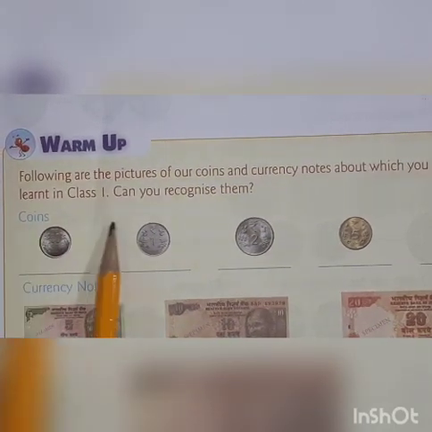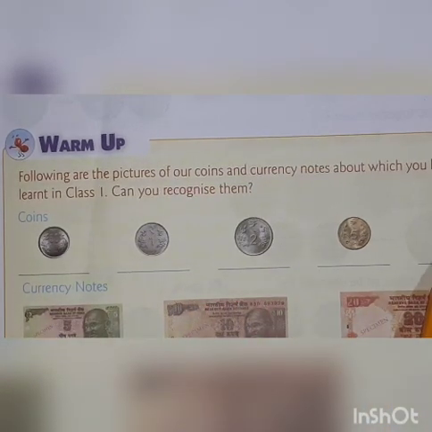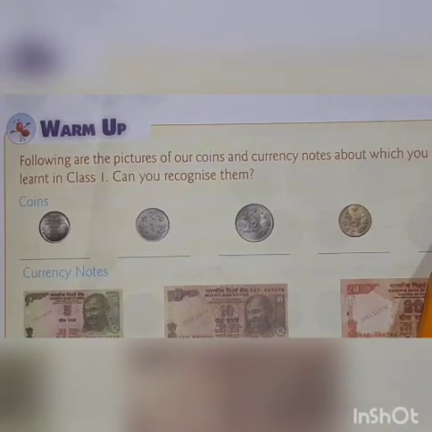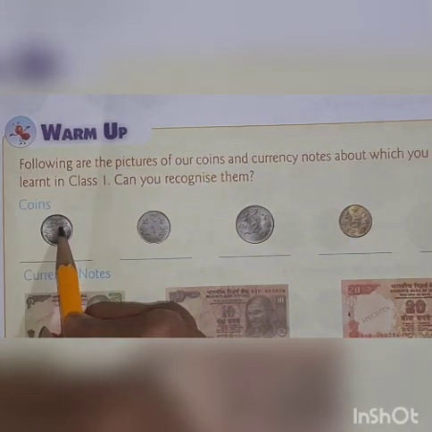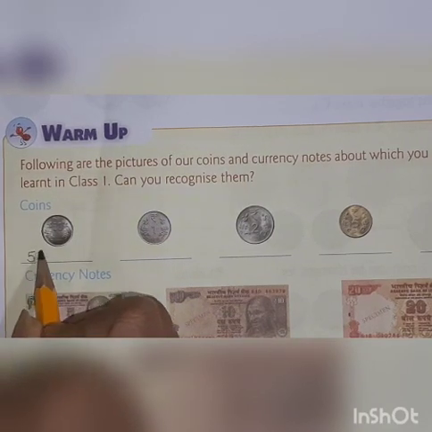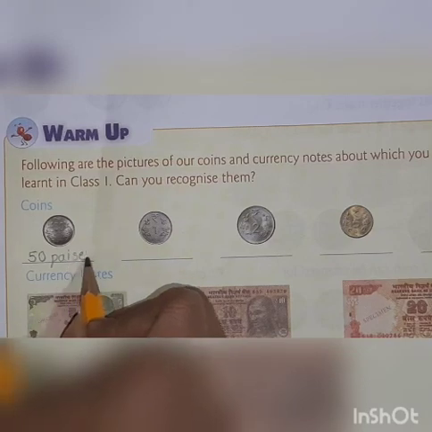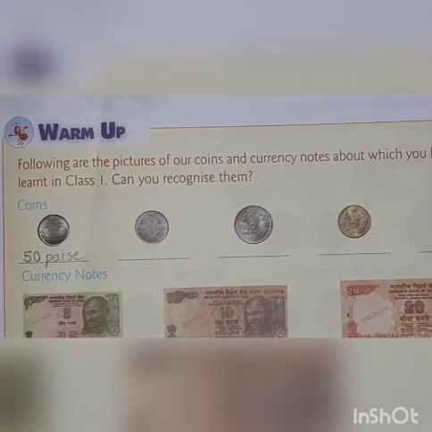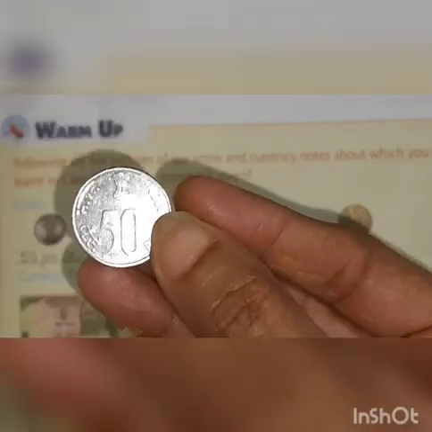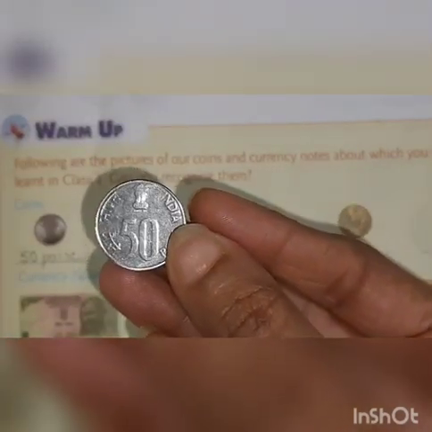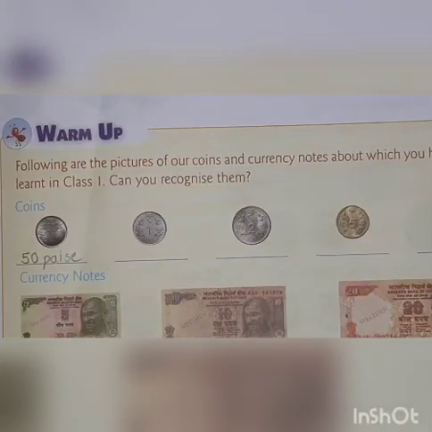Here are the coins. 5 types of coins are there. So we have to write their names. You can see here 50. So this is 50 paise, not rupees. PAISE. In the last session I have shown you 50 paise. Here also it is there. You can see here 50, and it is written over there 50 paise. So this is 50 paise.